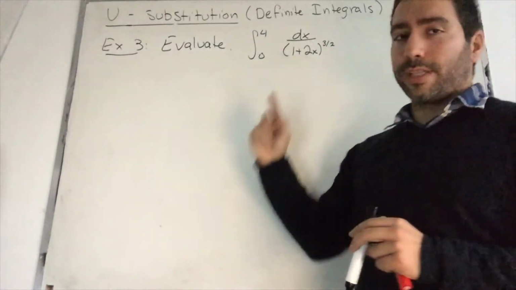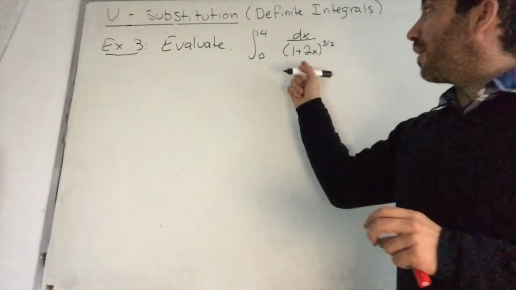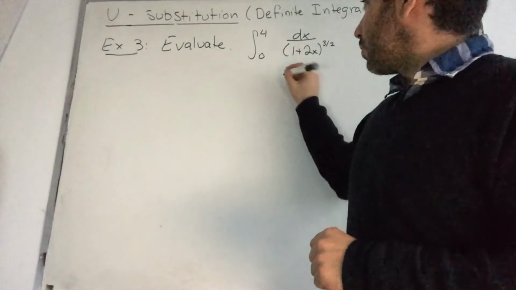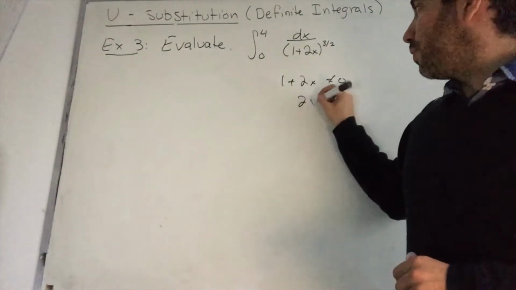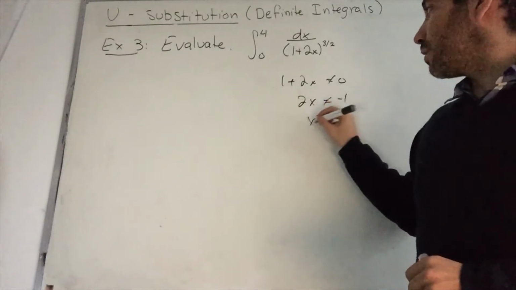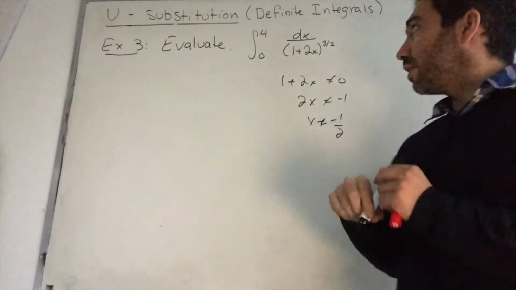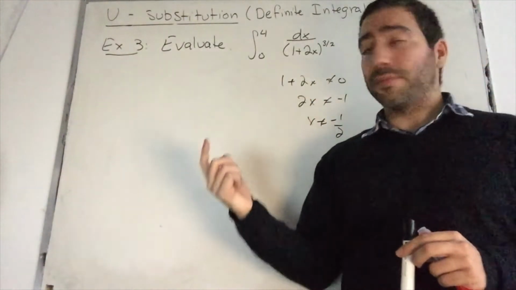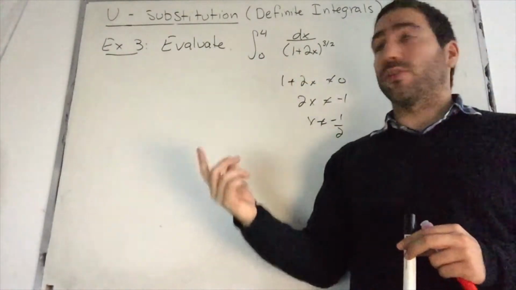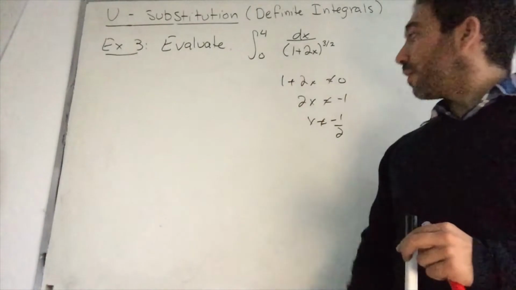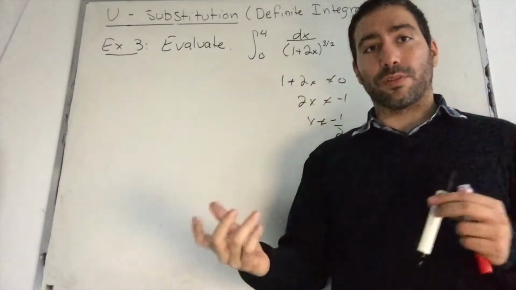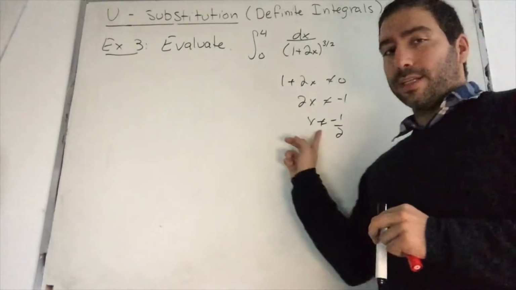So is this function continuous? No, it's not. We could divide by 0. So 1 plus 2x equals 0. That's not good. 2x equals -1. X cannot be equal to -1/2. So if x is equal to -1/2, that would cause the whole bottom to be 0, right? -1/2 times 2 is -1. -1 plus 1 is 0. 0 to the exponent 3/2 is still 0. So you're dividing by 0. Is that an issue for us?